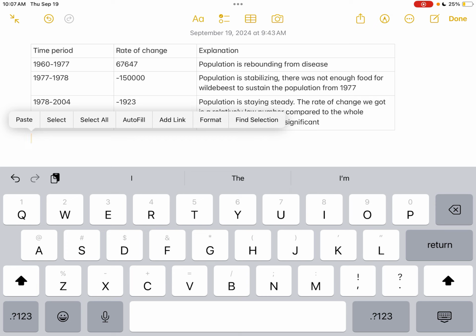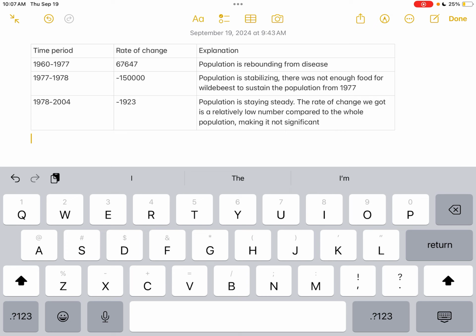The disease was inoculated, and that led to a surge in population, as now they could reproduce without the limitation of the disease. Perfect. So disease was wiped out. We started to vaccinate against it. The population started rebounding, going back up to its normal population after the disease.